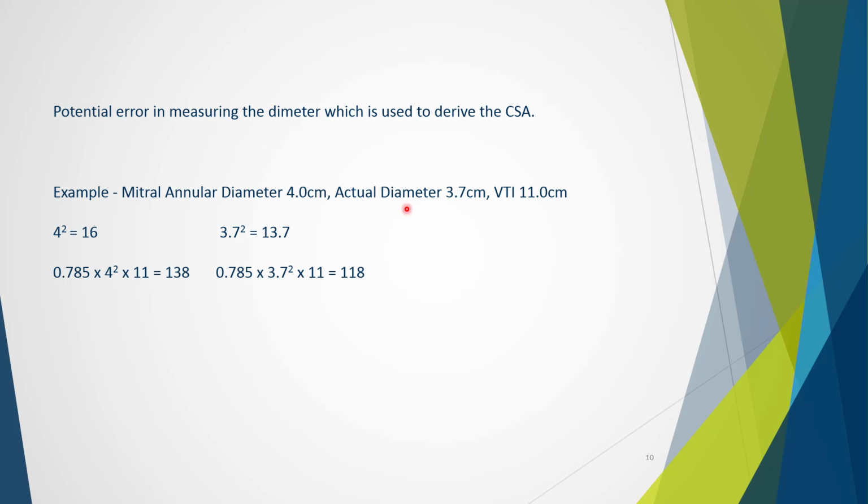What if the actual diameter was 3.7 centimeters? And then we had our VTI of 11 centimeters. So 4 squared makes 16, therefore 0.785 times 4 squared times 11 equals 138. And then applying the same again, 0.785 times 3.7 squared times 11 is 118, and that's a difference of 20. So really quite significant, and especially if we're looking at small regurgitation volumes, we can have significant error.